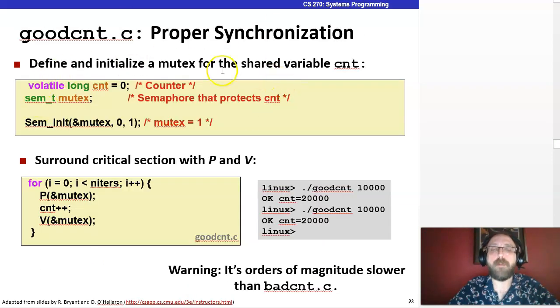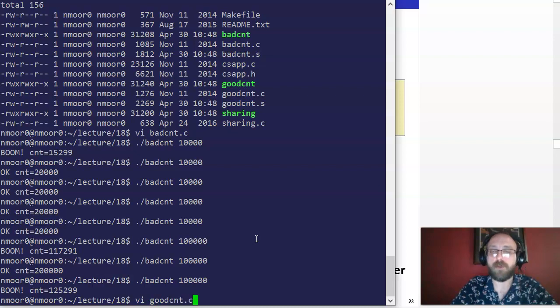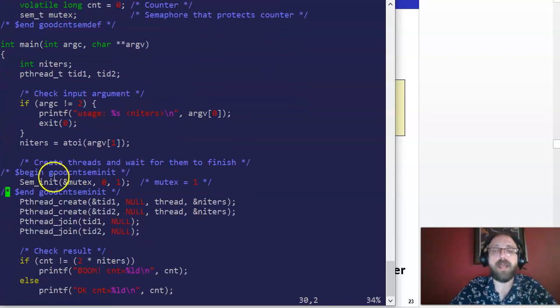So here is a version of bad count, but it's called good count because it does that mutual exclusion. So we have this global variable mutex. Semaphores have this type sem_t. Depending on the operating system and CPU architecture and compiler and so on, it's probably just an alias for an integer, but that can depend. So we'll use the official type name.